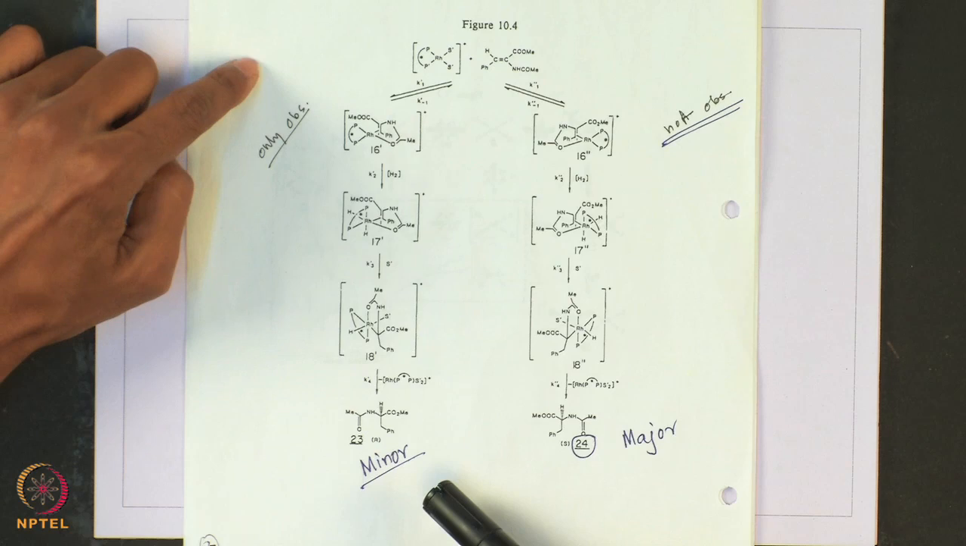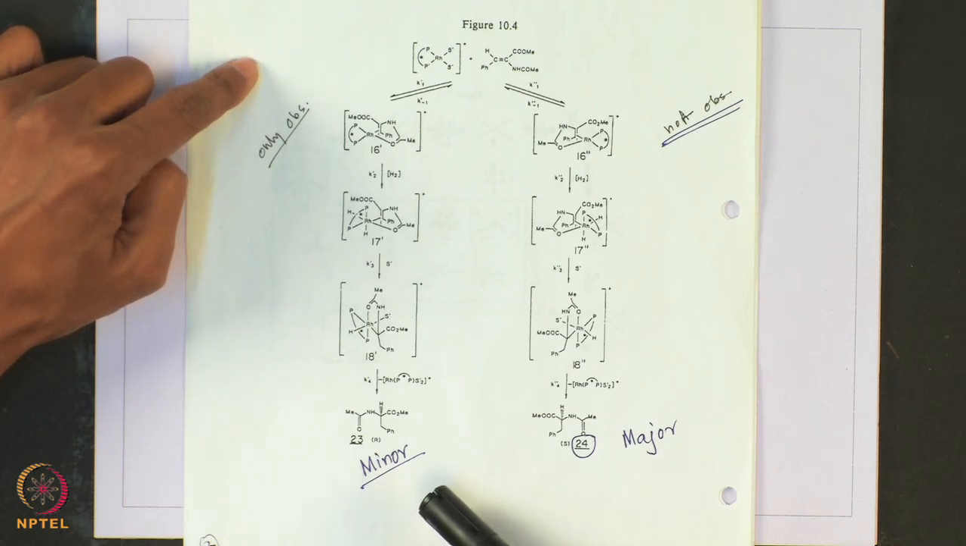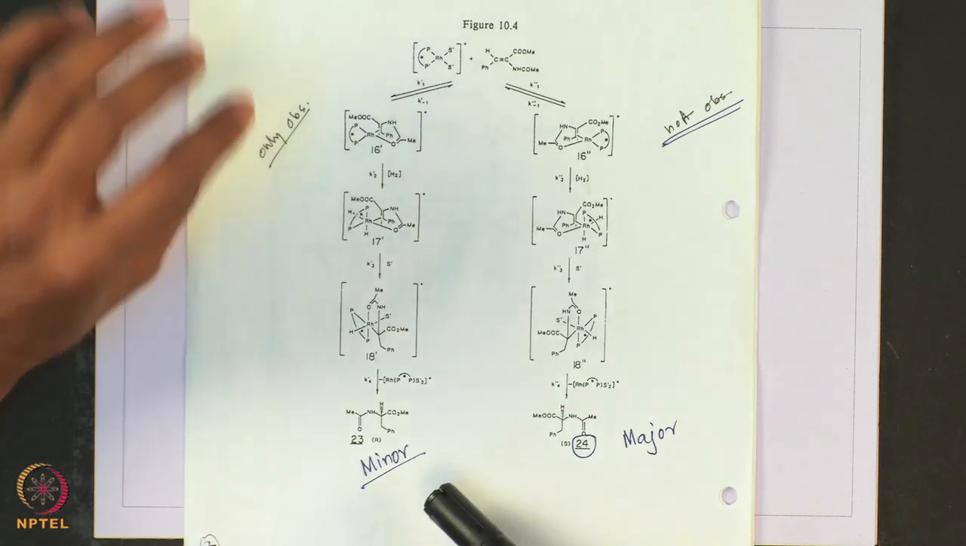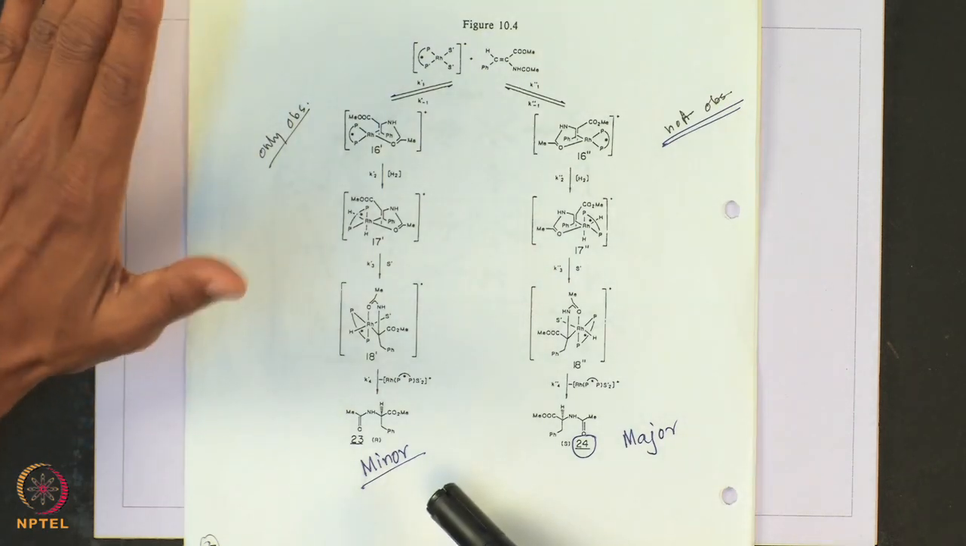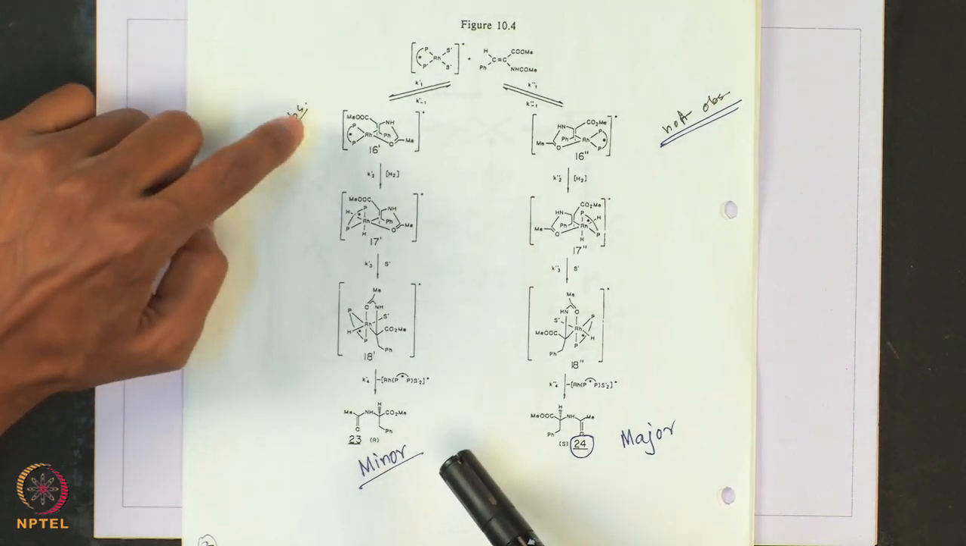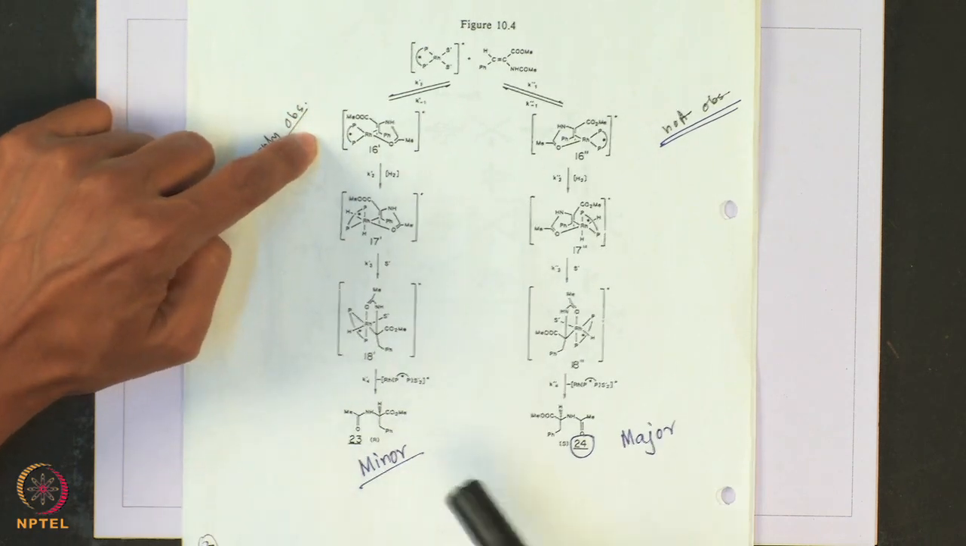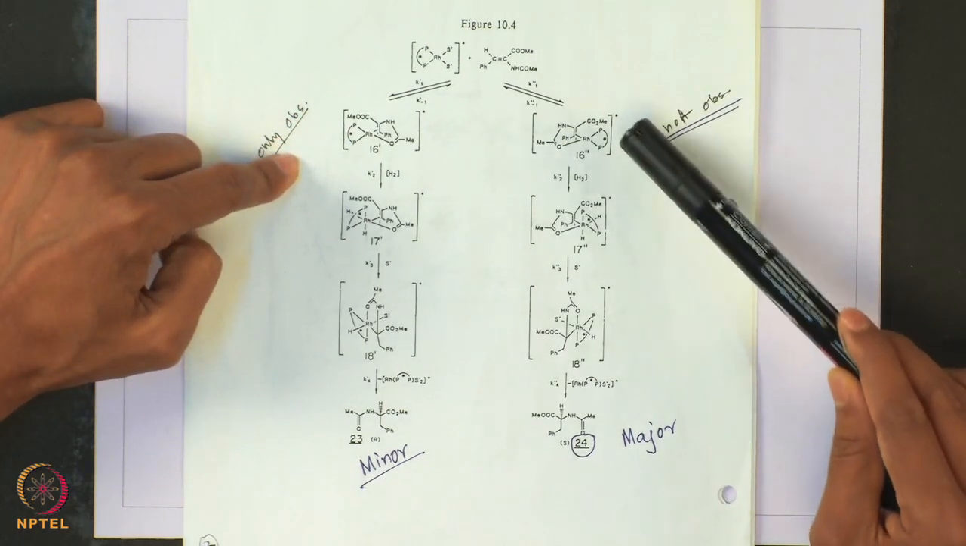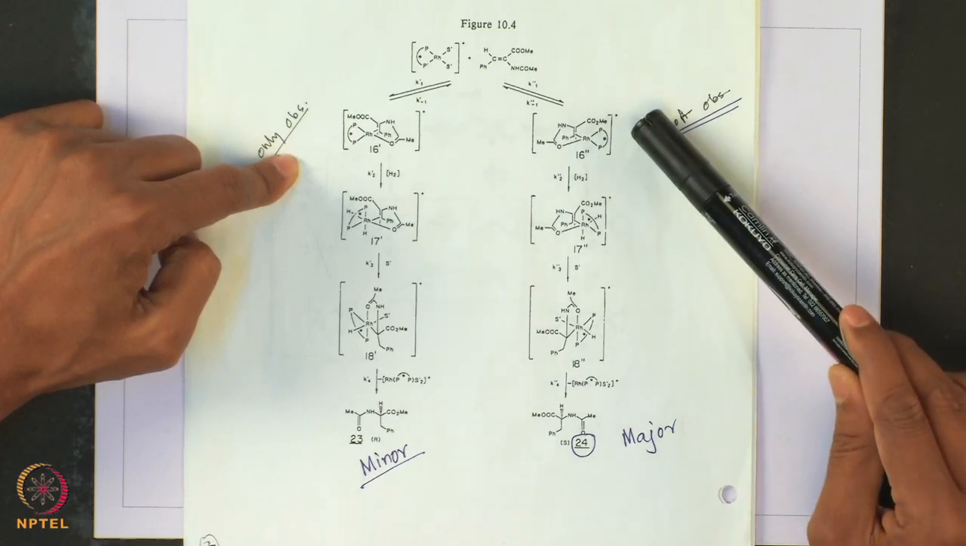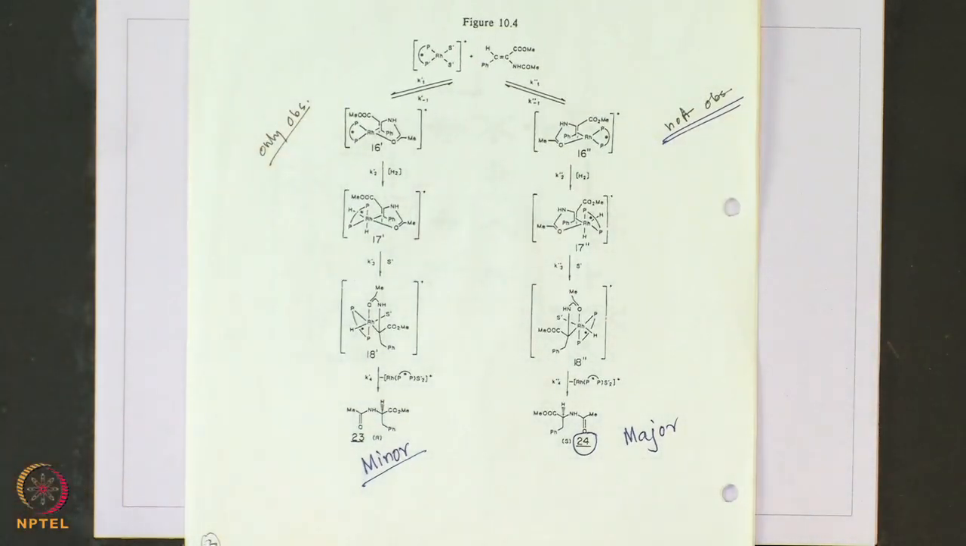So, the intermediate 16 prime is the observed intermediate only, 16 double prime is never observed, but the product formation is not governed by the 16 prime. Original product formation is actually governed by 16 double prime. So, this is somewhat a little bit confusing, but this can be explained by what is known as the Curtin-Hammett principle. Let us look at the Curtin-Hammett principle, and then we will try to come back to this problem again and discuss it further.